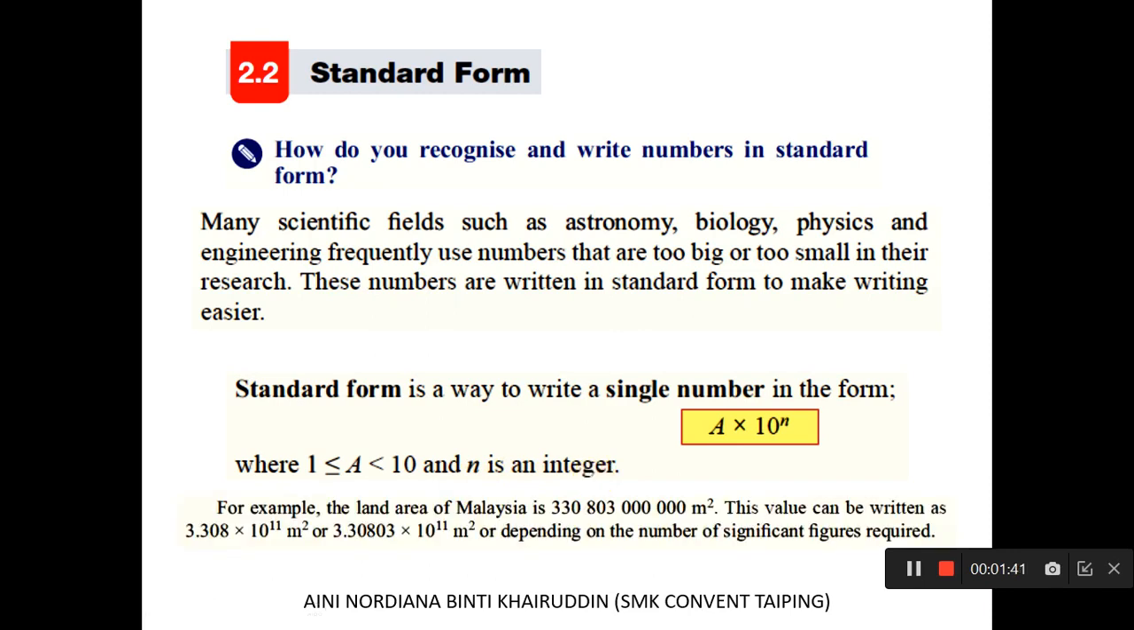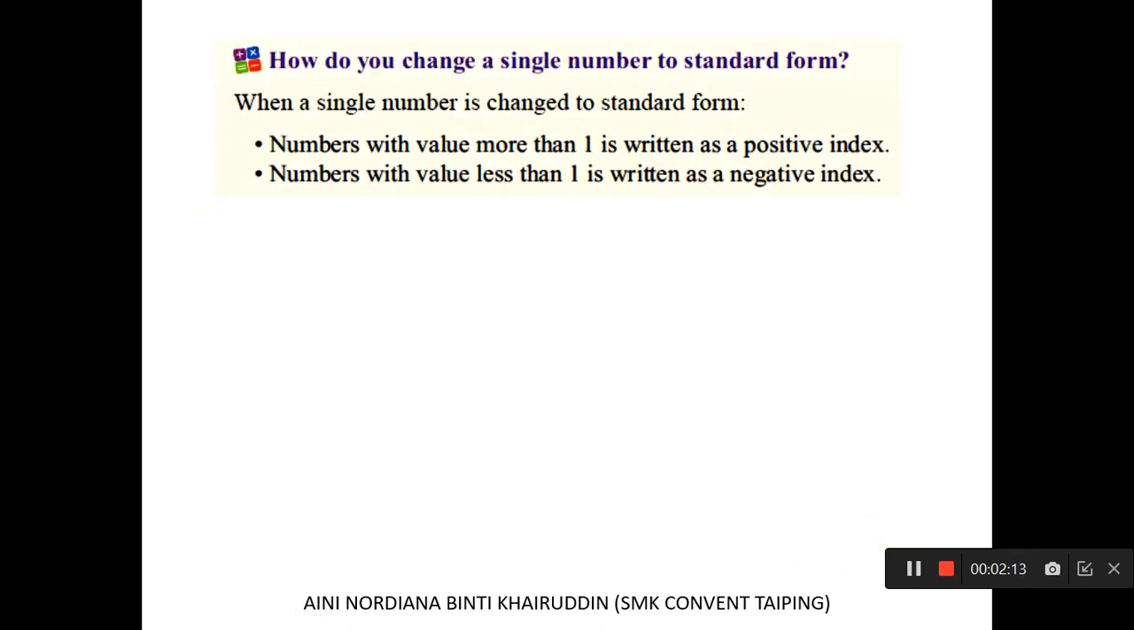So, for example, the land area of Malaysia is a very big number here. This value can be written as 3.308 times 10 to the power of 11, or 3.30803 times 10 to the power of 11, depending on the number of significant figures required. So how do you change a single number to standard form?